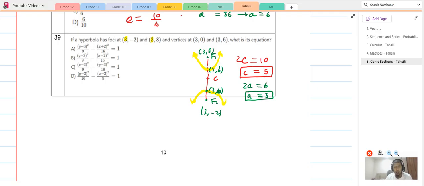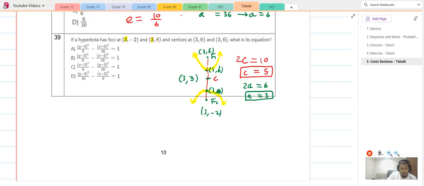Now the midpoint of the vertices will give you the center. Because it's vertical, the center will just be 3 and the midpoint of 6 plus 0, which is 3. So the center is (3, 3). What is the center? The vertices are (3, 0) and (3, 6), so the center is (3, 3).